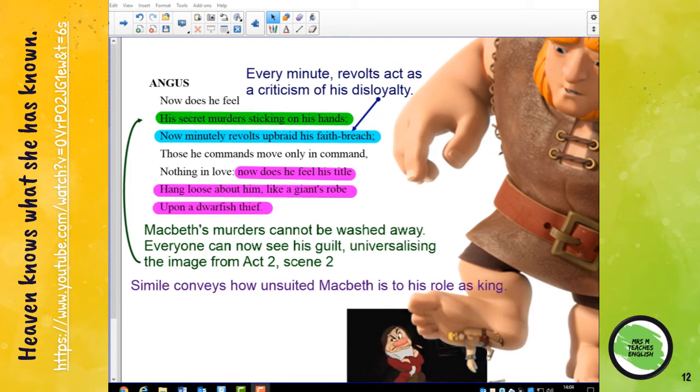And then we have an extended simile to show how unsuited Macbeth is to his role as king. It echoes the metaphor used earlier about being unable to buckle his belt. Here he feels his title hang loose about him like a giant's robe upon a dwarvish thief. So he has this mantle, this giant's robe, something that's an enormous responsibility, the role of king, resting upon the shoulders of a dwarvish thief. He's a little man, an absolutely unscrupulous and immoral man who is taking on this role that just doesn't fit him. It's not suited to him.